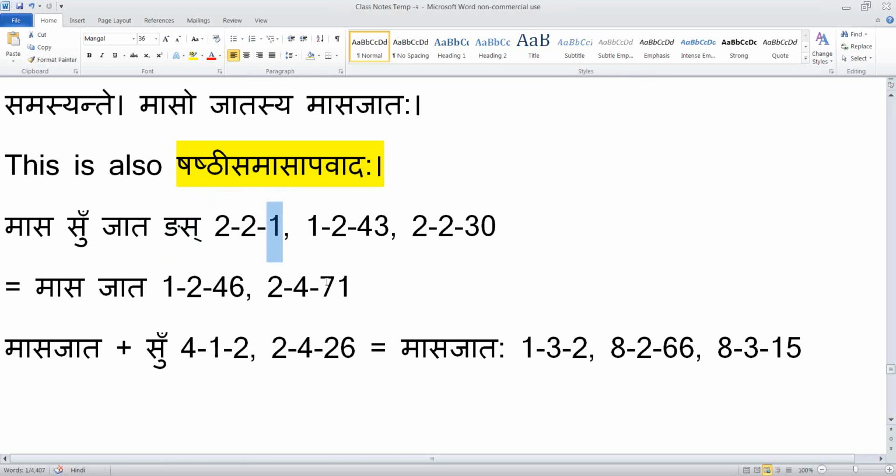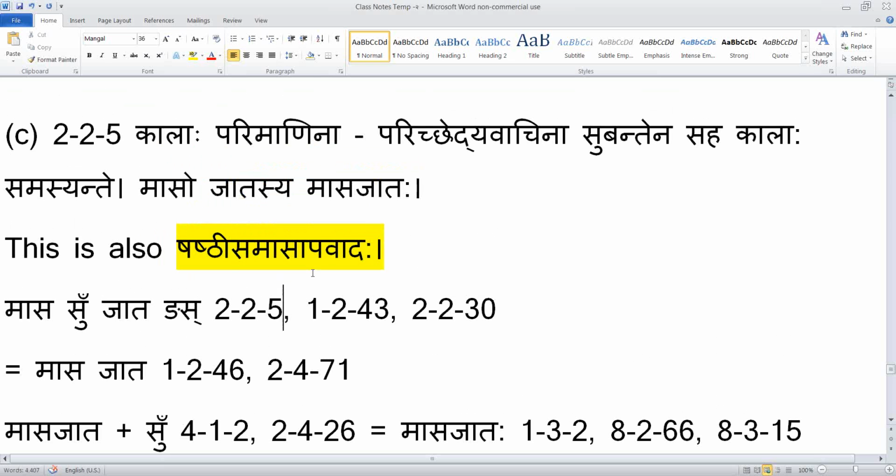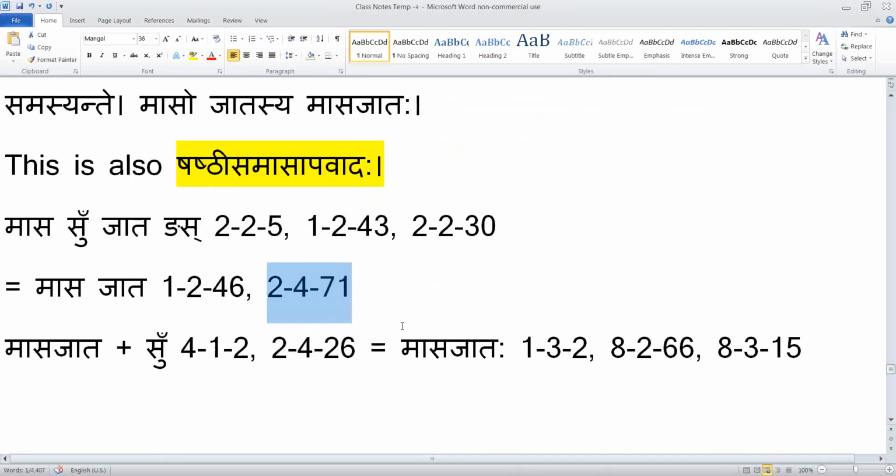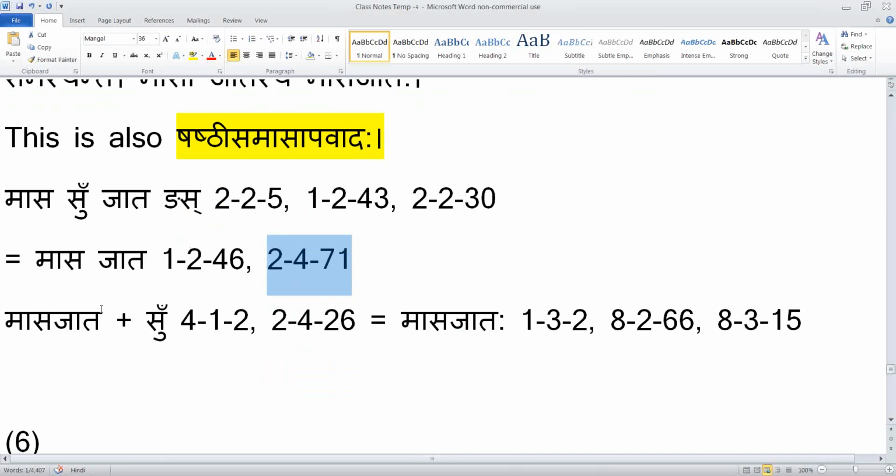The sutra number should be 225, okay? It's 225, not 221, 225. So, kalaha parimanina. Parimanaha is measurement, that which has a measurement, which is being measured. Parichedya vachina, so that's the jataha. So by 225, again, usual thing. Prathamanirdishtam samasopajanam, upasarjanam purvam. We get a supluk after that, masa jataha, and paravalingam dvandva tatpurushayoho.